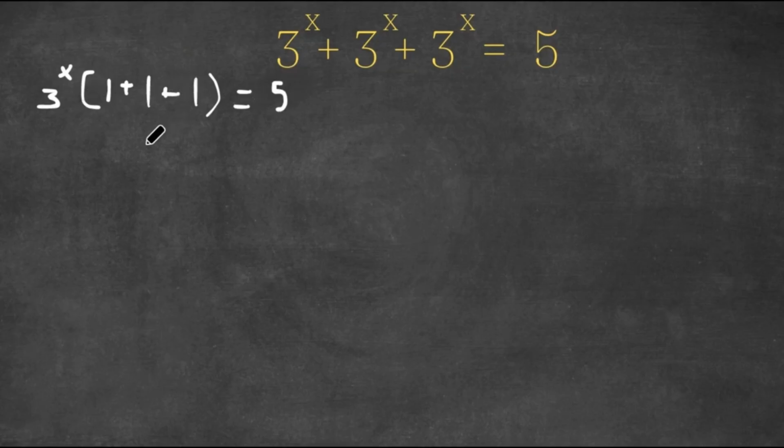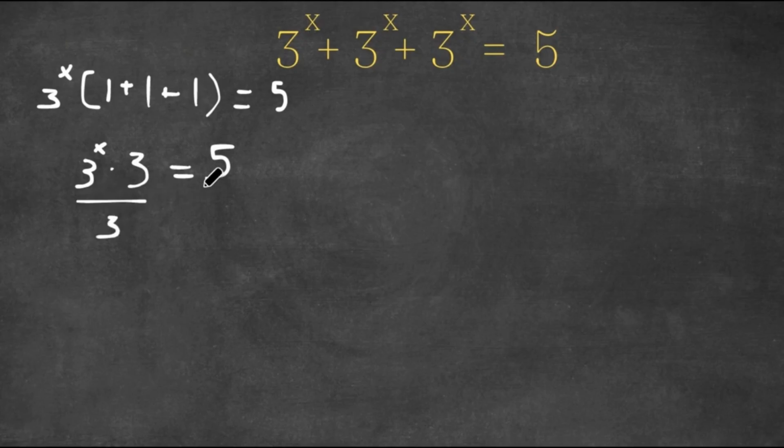Now 1 plus 1 plus 1 is 3. So now we have 3 times 3 to the power of x is equal to 5. Now I'm going to divide both sides by 3. So now we have 3 to the power of x is equal to 5 over 3. Now I'm going to take the log of both sides.